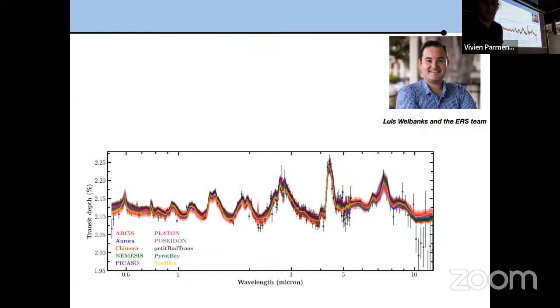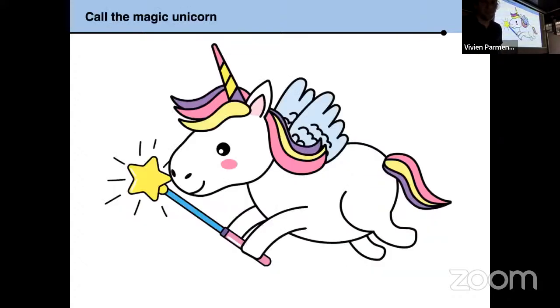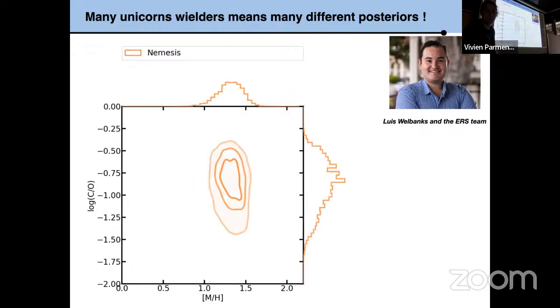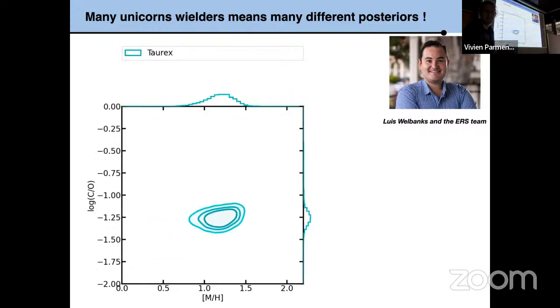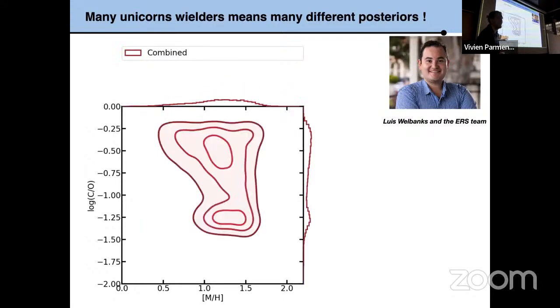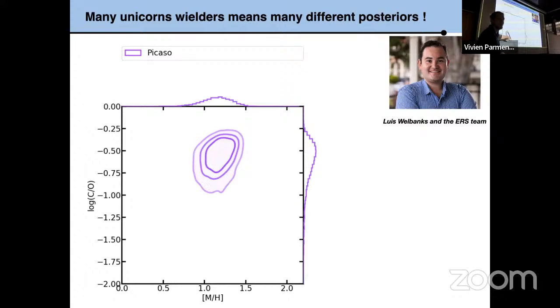So if you ask everybody to use their own magic unicorn, careful, this is gonna hurt your brain. So this is a movie. This is gonna show the C/O ratio and the metallicity, depending on who you ask in the team to retrieve on the spectrum I just showed you. Okay? And that's how it looks. So it looks a bit better now. Some of them, like this one, they found a bug, and so now this is no longer here.